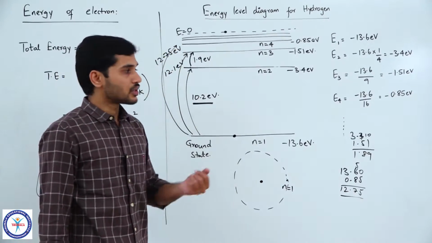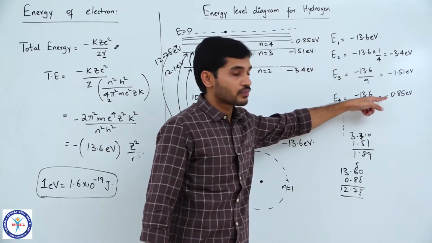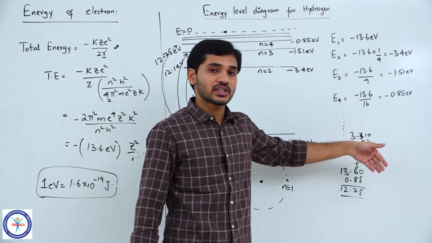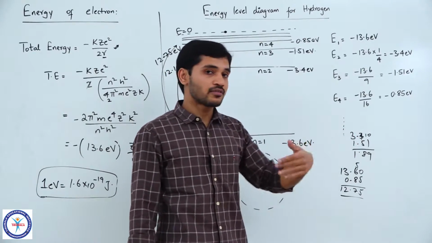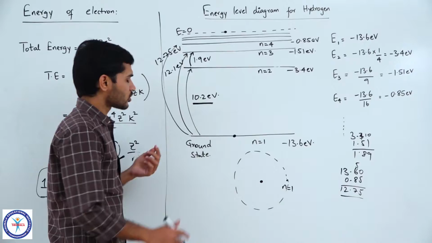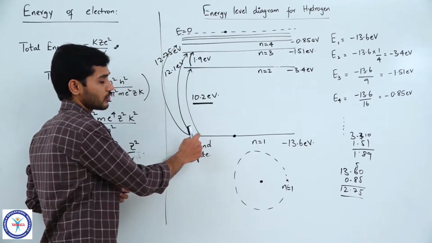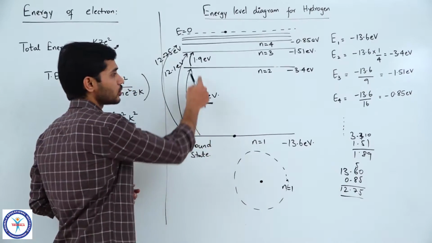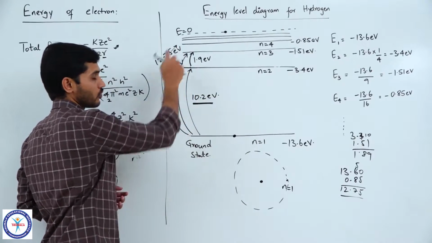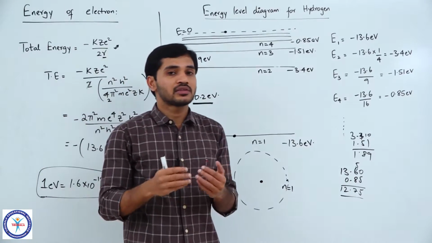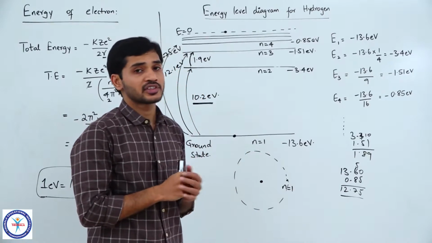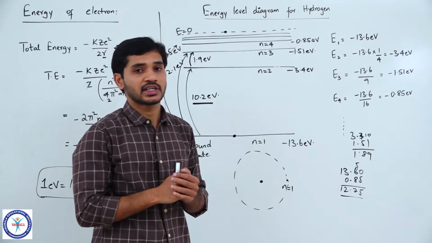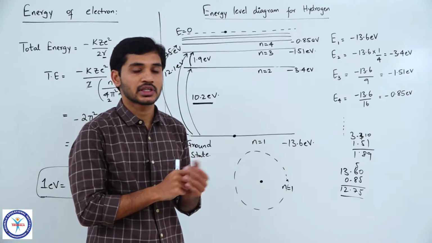So I would suggest you know these values for sure, energies of each and every level in hydrogen, at least till fourth level. And similarly, I would also suggest you remember the values of energy difference between 1, 2, 1, 3 and 1, 4. So these values should be very clear to you. Okay. After this, let's talk about the excitation and de-excitation of electrons in hydrogen.